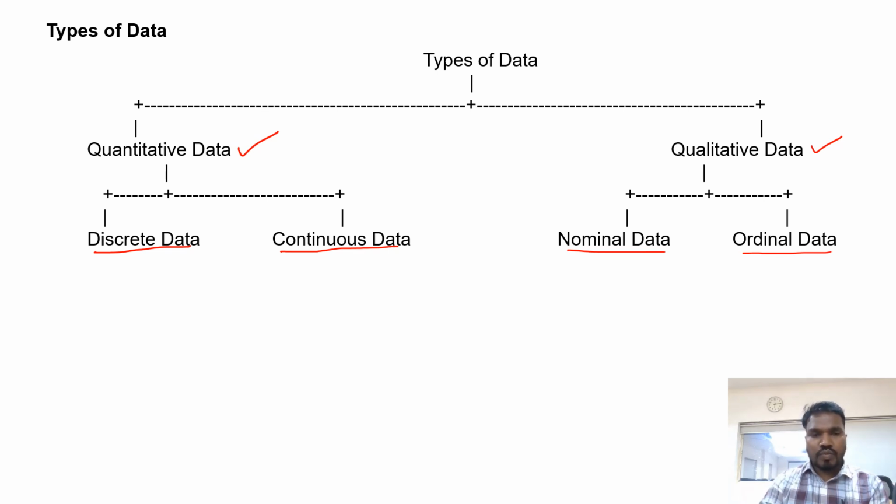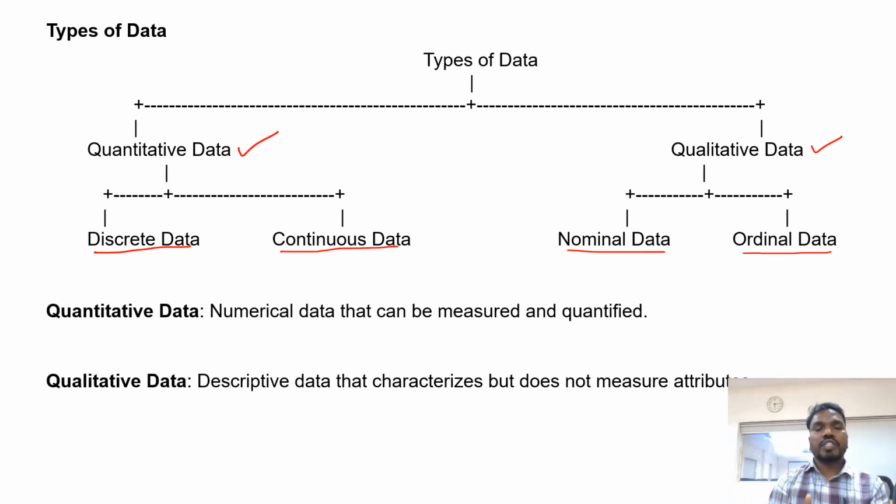In the next few minutes I will be giving examples clearly, showing how to determine whether the given data is discrete, continuous, nominal, or ordinal data. Now, quantitative means we are talking about volume, quantity. When you have a certain quantity, definitely it can be measured. Therefore, numerical data that can be measured and quantified is called quantitative data.